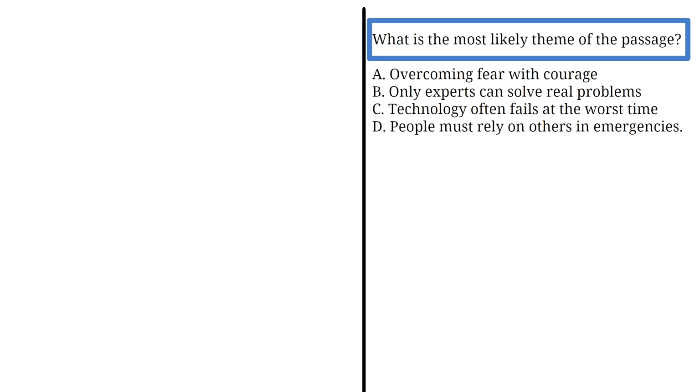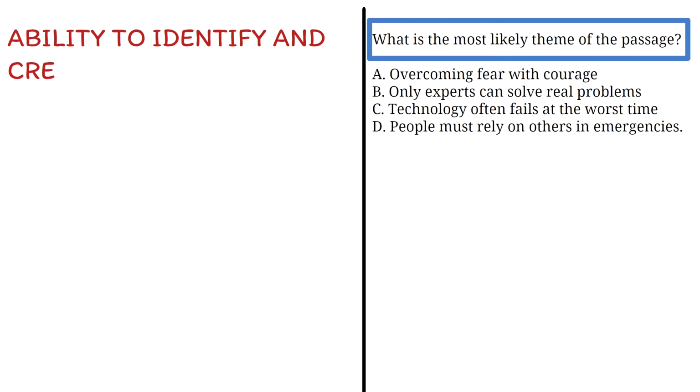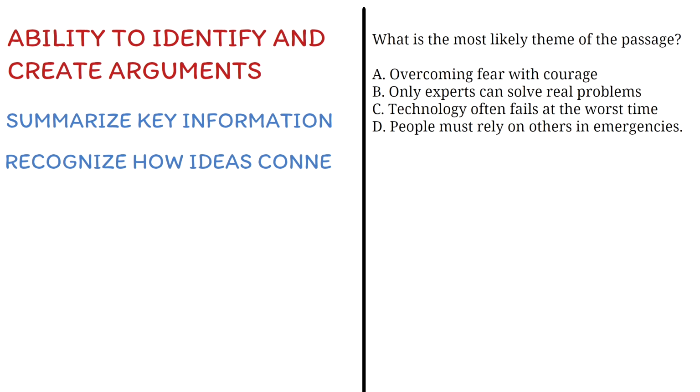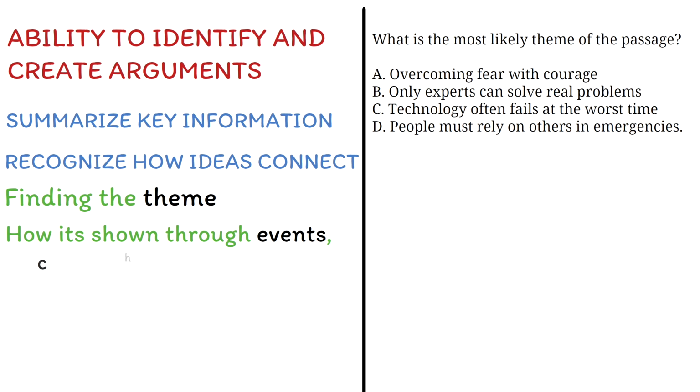This question checks your ability to identify and create arguments, a necessary skill to pass the GED Reasoning through Language Arts test. Here you'll be asked to summarize key information and recognize how ideas connect. You will also be tasked with finding the theme of a passage and explain how it's shown through events, characters, or details. Now, let's take a look at the question.